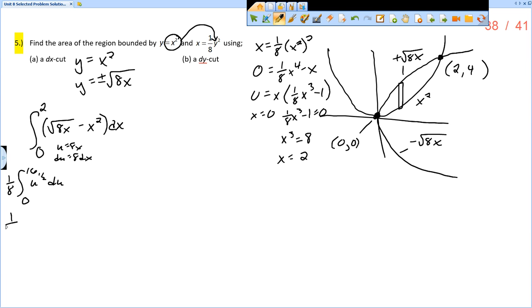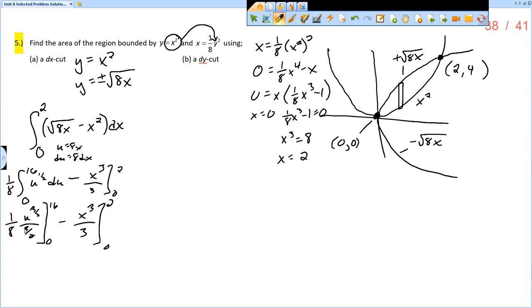All right, and so I have 1/8 integral of u to the 1/2, which would be u to the 3/2 over 3/2, and then I'm going to evaluate that from 0 to 16. Then I have minus, and I could just integrate this. This is just x cubed over 3, and I'm going to integrate that from 0 to 2. So minus x cubed over 3 from 0 to 2. All right, so this is the dx cut.